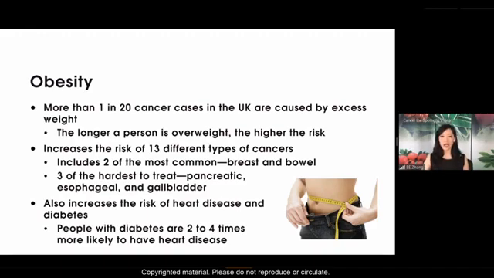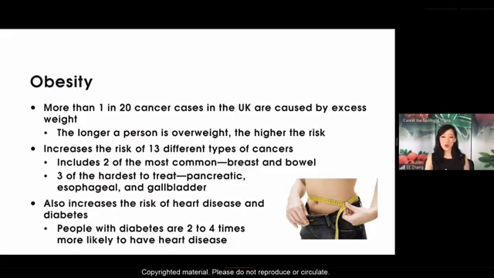But first, let's look at obesity. Now, why is obesity a problem? Cancer is the second most common cause of death in the world, right after heart disease. And more than 1 in 20 cancer cases in the UK are caused by being overweight. The more overweight someone is, the higher the risk, right? It actually increases the risk of 13 different types of cancers.